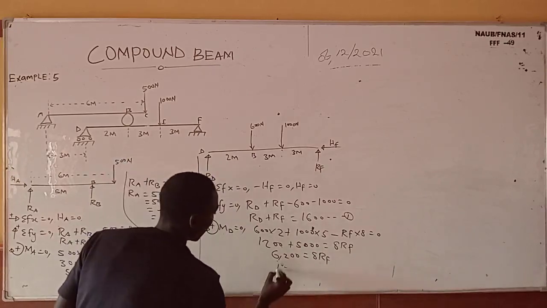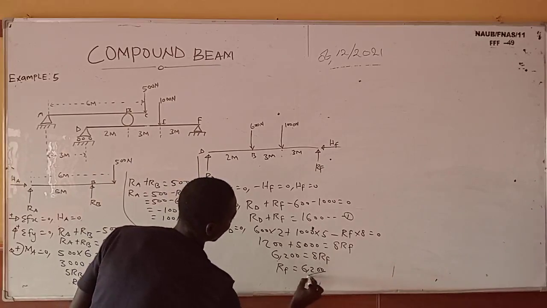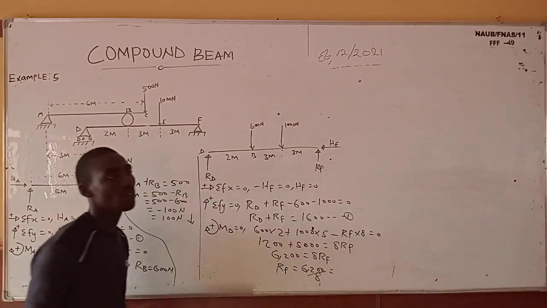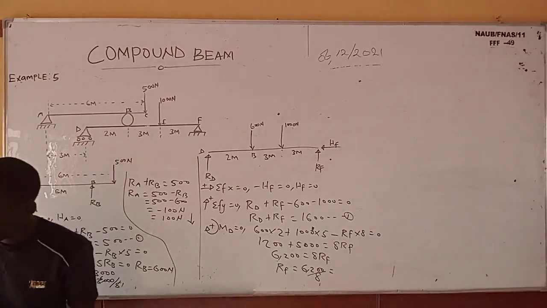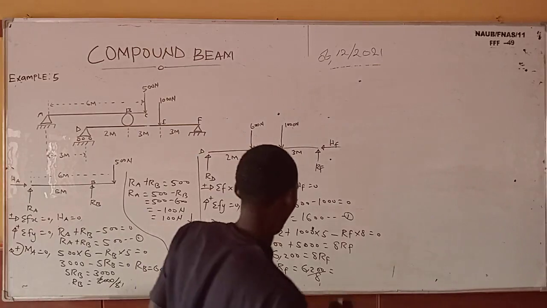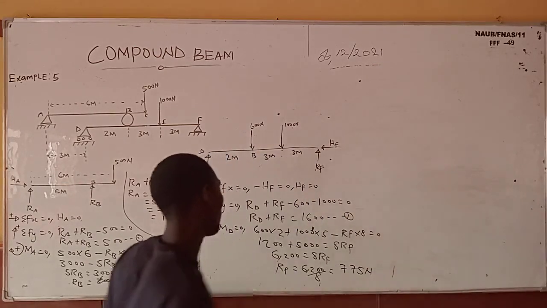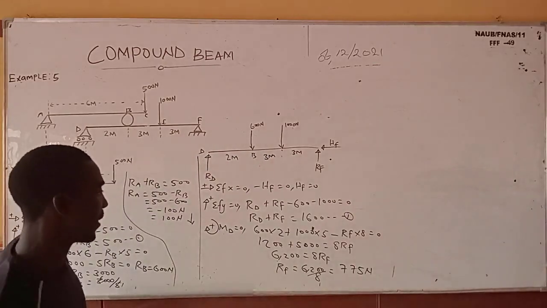So for me to get RF, it will be equals to 6200 over 8. 6200 divided by 8. Maybe my calculator will be good. 6200 over 8, that is 775. 775 Newton.